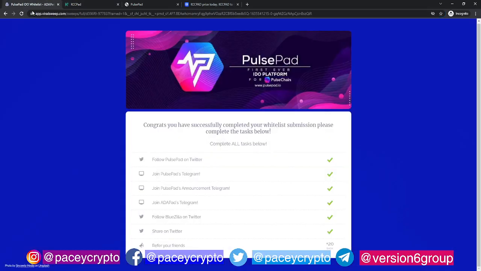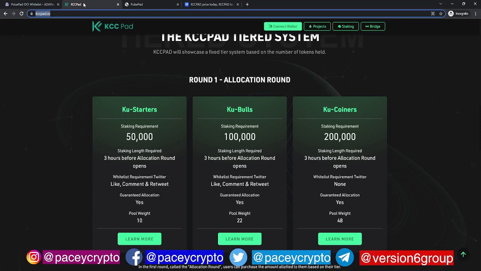So they're not even gonna waste their time with you. They're just gonna give that to somebody else, right? So essentially, what you want to do if you're already in the tier, just ignore this and just keep staking. Just keep staking your tokens and make sure that you follow KCCPAD, PulsePad on Telegram to know exactly when this thing is gonna launch, the times and stuff like that for the allocation rounds, FCFS rounds, stuff like that.